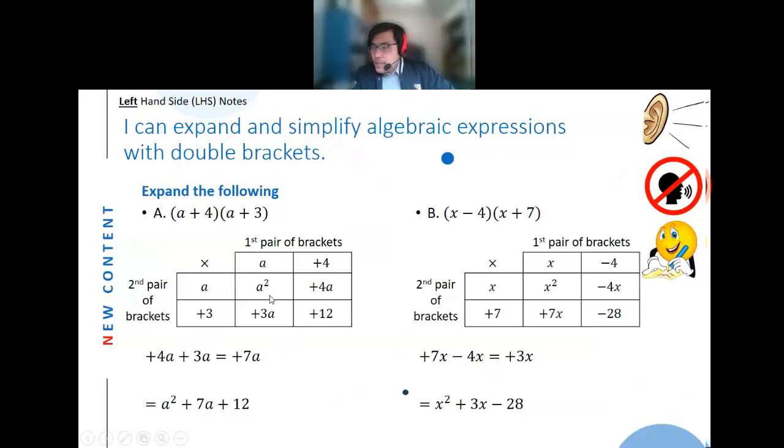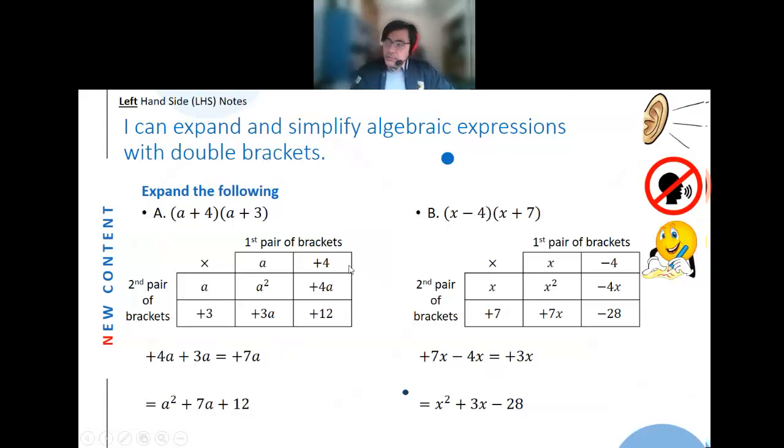So a times a, well, that's a squared. And then we have a times plus 4, which is going to give us plus 4a. Plus 3 times a is going to give us plus 3a. And then plus 3 times plus 4, a positive and a positive is a positive. 3 times 4 is 12, so we have plus 12.